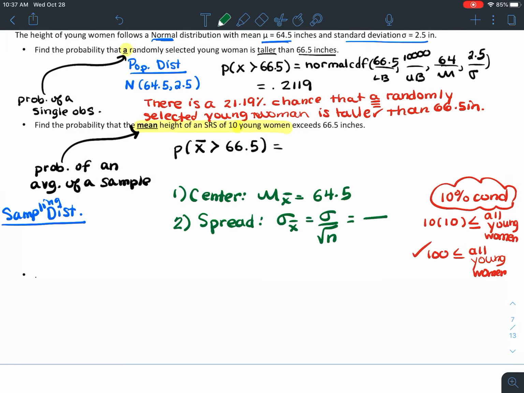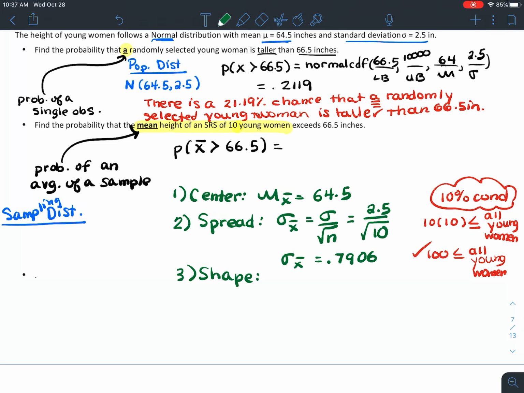They gave us in the problem what the population standard deviation is, so I'm going to plug that in here for 2.5. My sample size is 10, so I'm going to plug 10 in there. And then we're going to type this into the calculator, and we get our standard deviation for the sampling distribution to be 0.7906. The last thing is we need to confirm what the shape is.